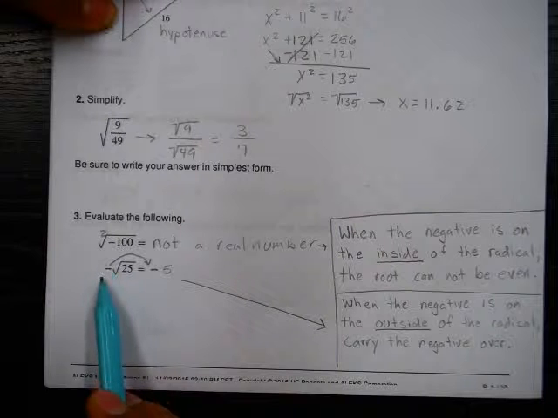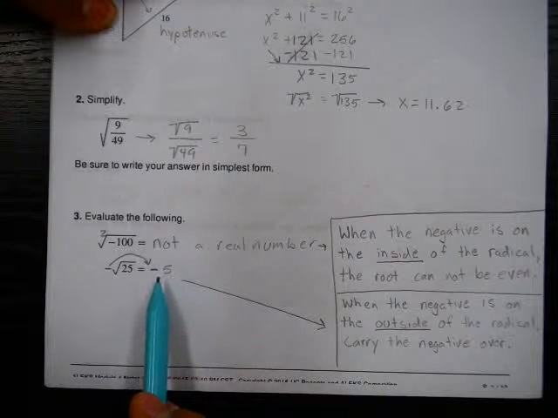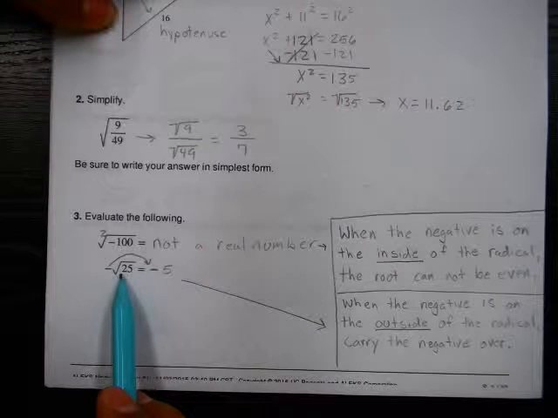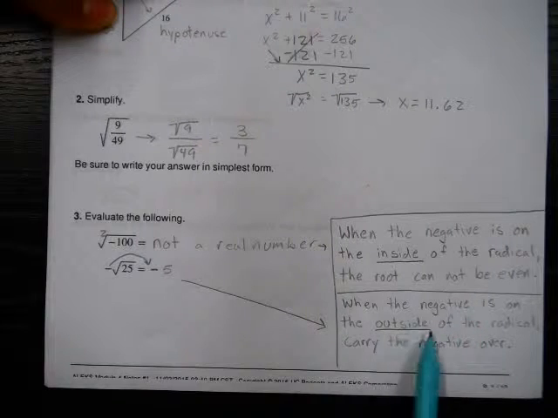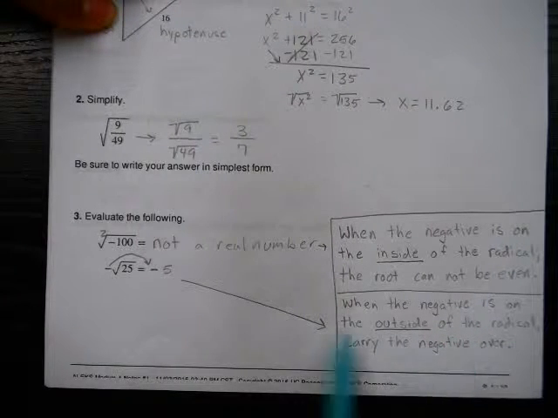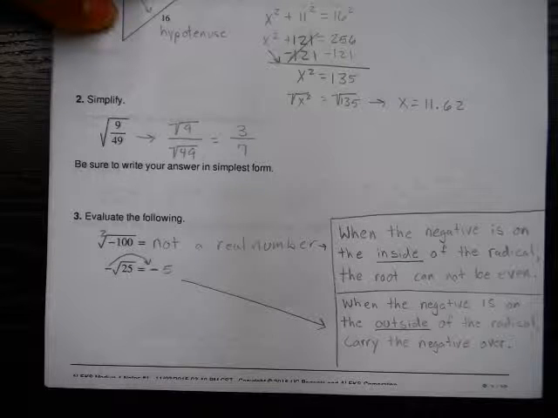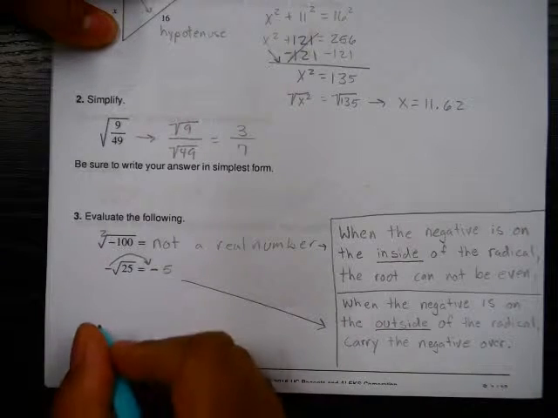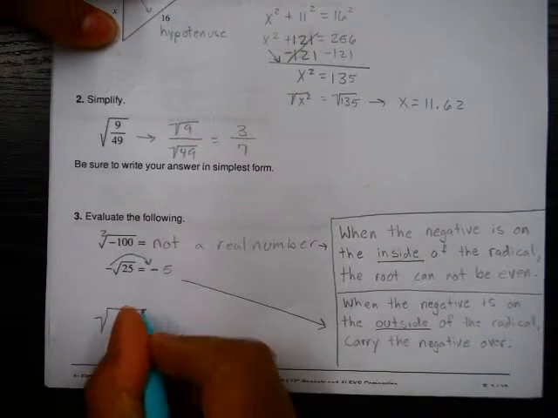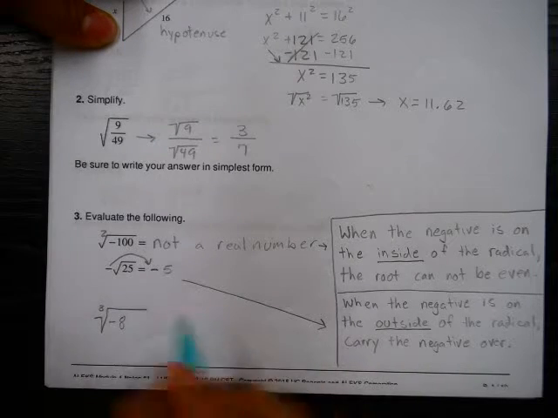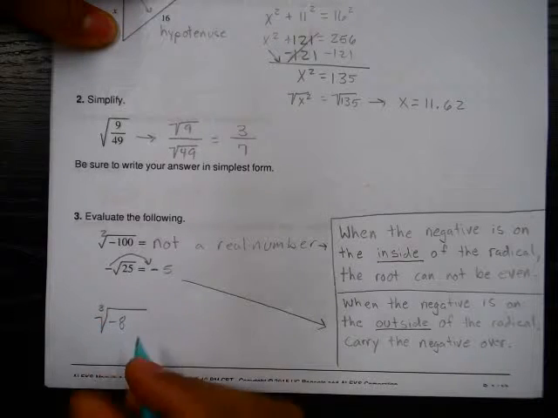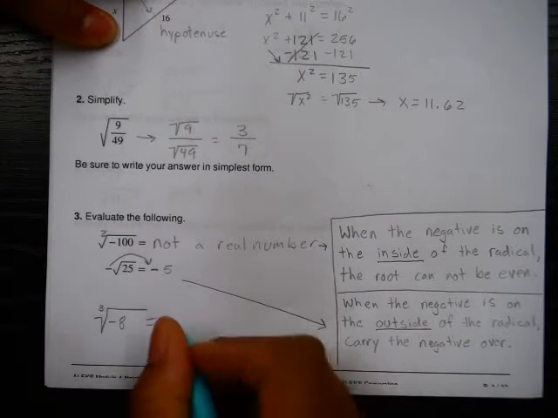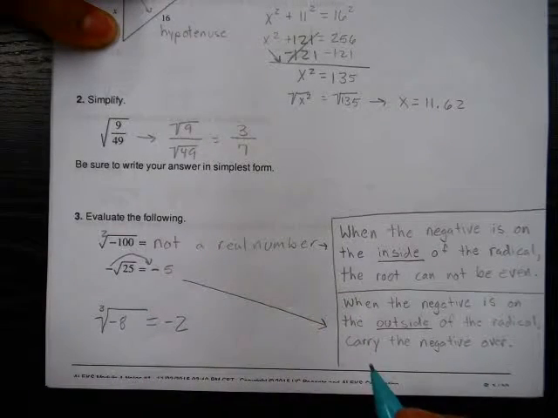Now when that negative is on the outside of the radical, it doesn't matter because we just carry over that negative, and then you calculate the square root of 25 to be 5. So when the negative is on the outside of the radical, carry the negative over and calculate your radical. Now let's say for instance that we have the cube root of negative 8. I do have a negative under my radical, but when I check, my root is odd, so I can calculate that. You can put that into your calculator and you would get negative 2.